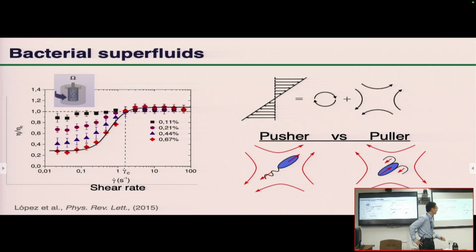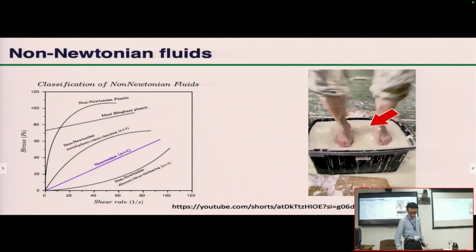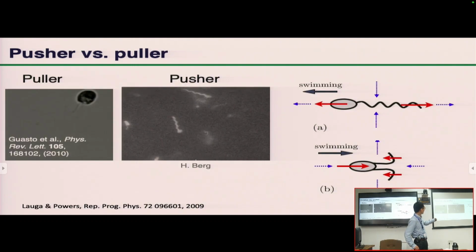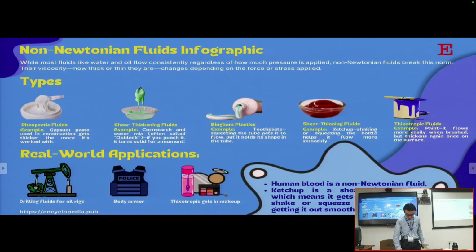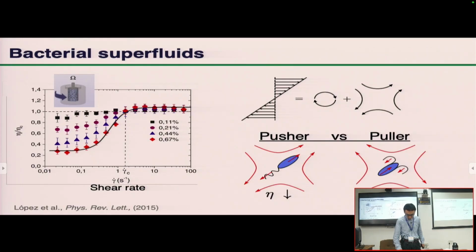This is a pusher. This is a puller. Or if you look at the cartoon, this kind of bacteria. So essentially for these bacteria solutions, the viscosity is going to be lower than the solvent. For this one, it's going to be higher. These are pullers. These ones are pushers.